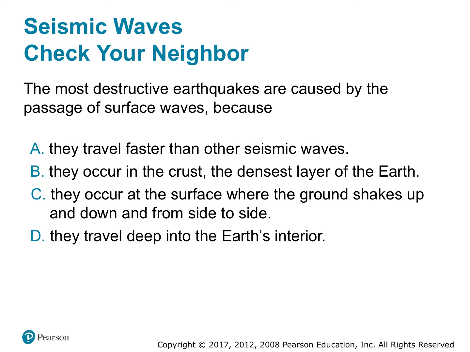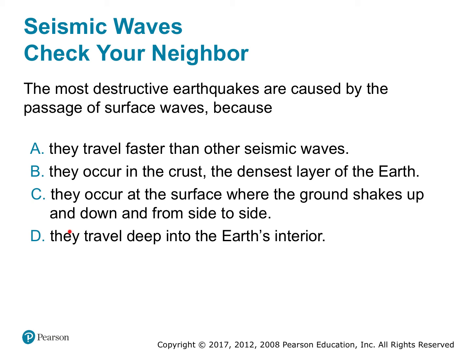So let's check our understanding. The most destructive earthquakes are caused by the passage of surface waves. Why is that? A, they travel faster than the other seismic waves. B, they occur in the crust, the densest layer of the earth. C, they occur at the surface where the ground shakes up and down and from side to side. Or D, they travel deep into the Earth's interior.